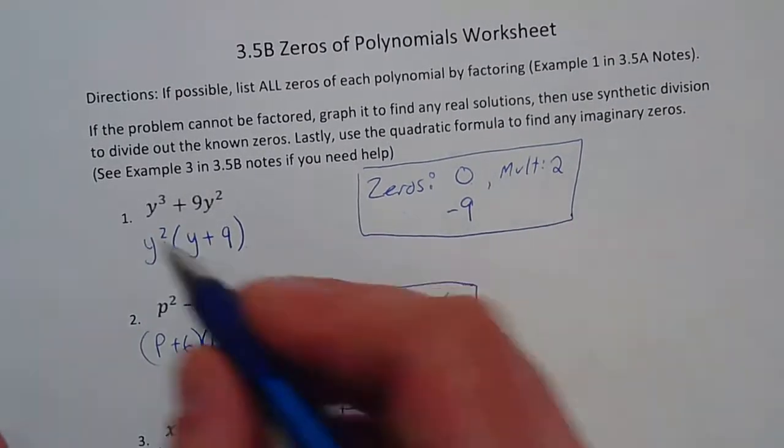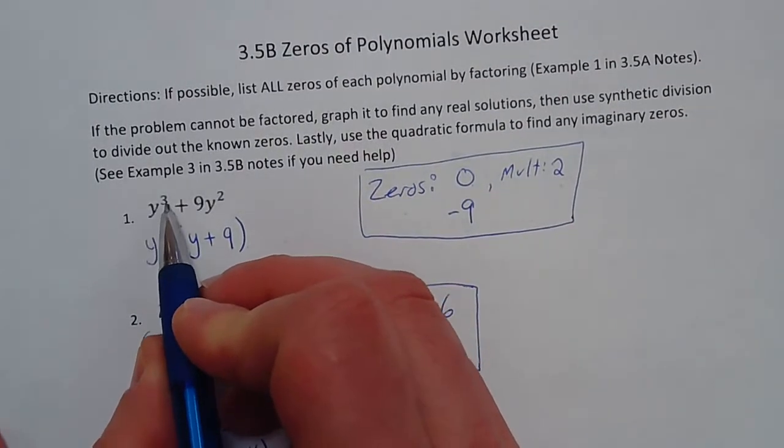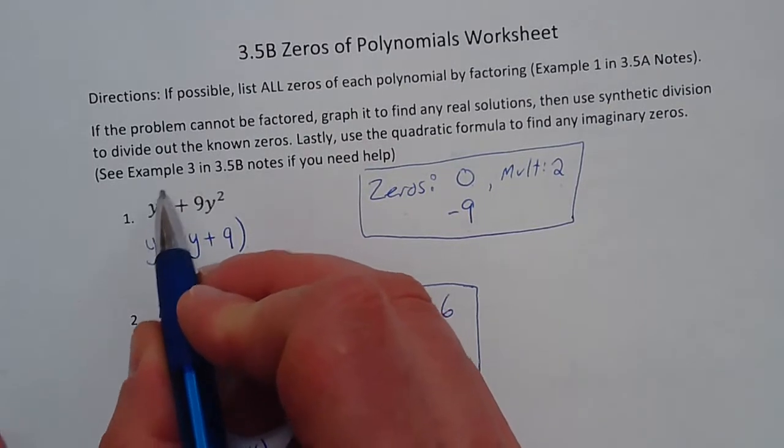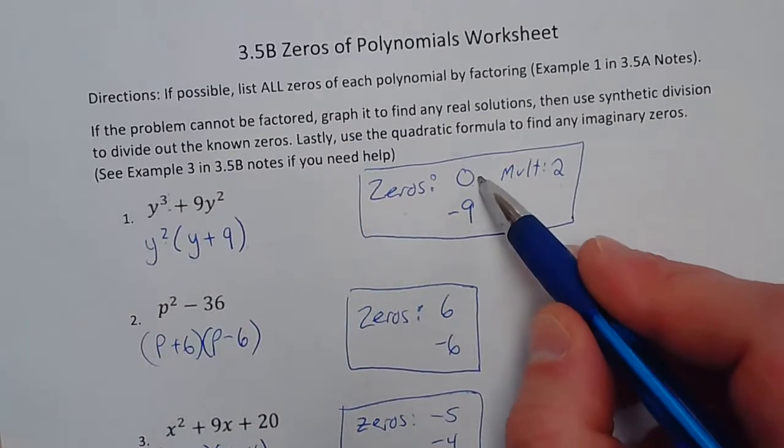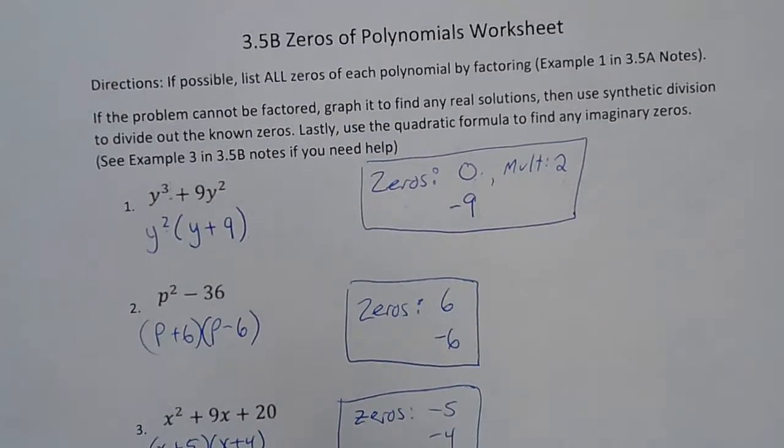The reason why that's important is we know going into the problem there has to be 3 solutions. We talked about it in the notes. Whatever the degree is, that's how many answers you're going to get, how many solutions. So 1, 2, 3, because this one appears twice.